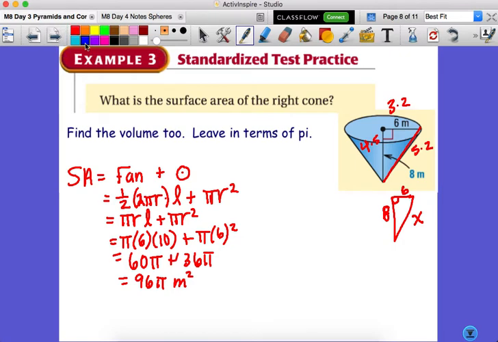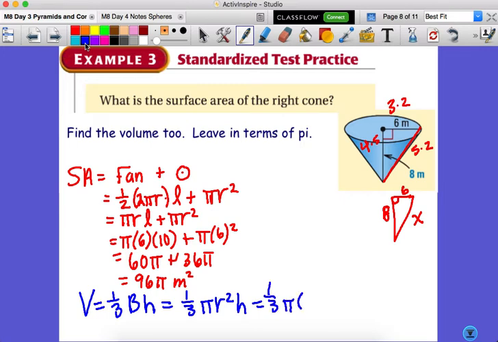Again, for volume, anytime we have a peak at the top, we're going to put 1/3 the area of the base times the height. Since the base is a circle, that's 1/3 of pi r squared times the height. So with that in mind, we've got 1/3 of pi times 6 squared times my vertical height straight from the center, which is 8.